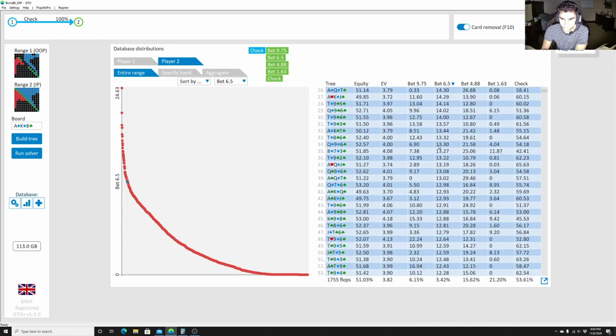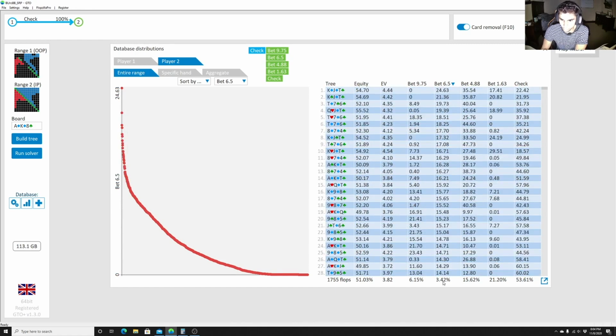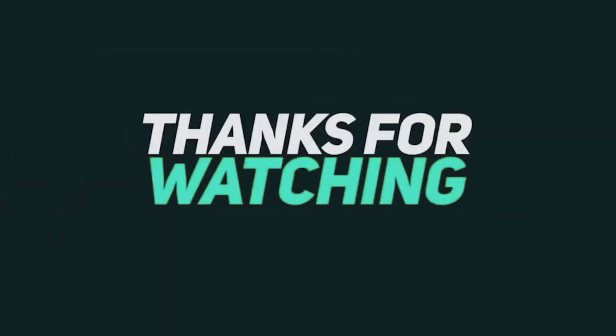The full pot size is really not used enough. It's only 3.42% in aggregate. And even on the flops where you do use a full pot size at a noticeable frequency, the remainder of the c-bet frequency is split between other sizes. So you're not losing a whole lot of EV by excluding this size from your strategy entirely. So that covers a high level overview of the sizings you'd want to choose and what you'd want to think about if you were building a c-bet strategy from scratch.